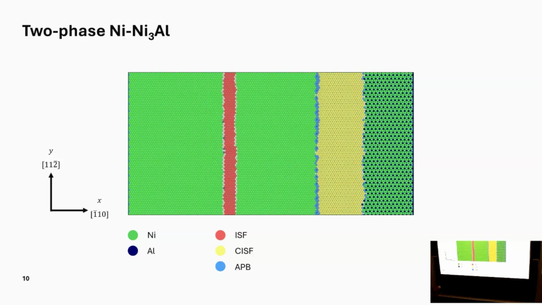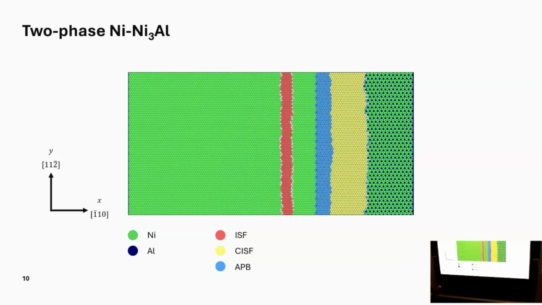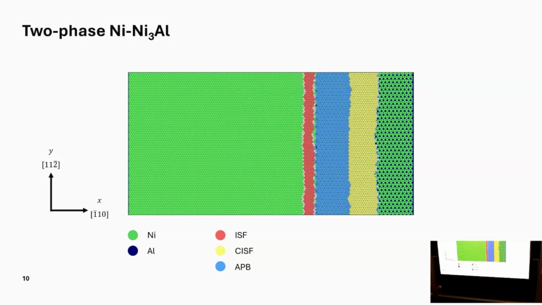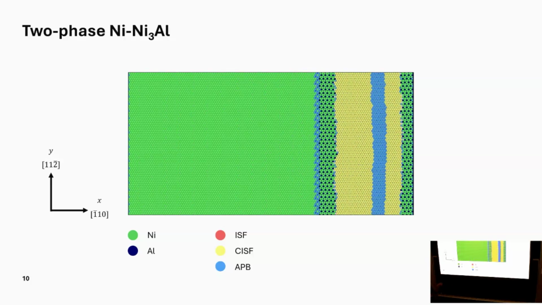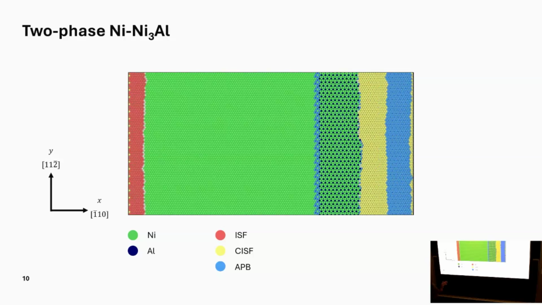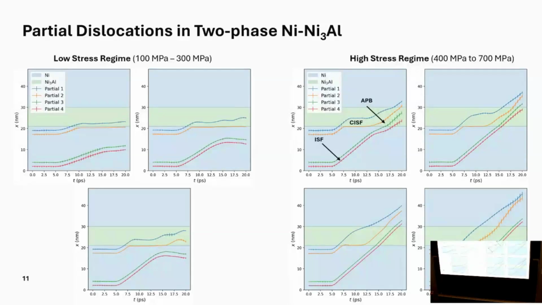So the leading dislocation will get pinned at the interface for a bit. It forms the APB, and then this second dislocation will remove it. And this is what we hope to capture in the model that I'll be presenting next. So using this setup, we do this at different applied shear stresses. What I'm showing here is the trajectories that we extract.